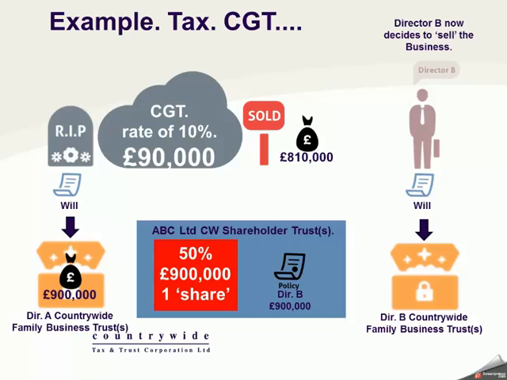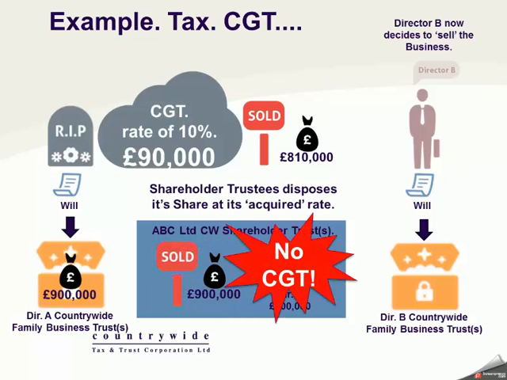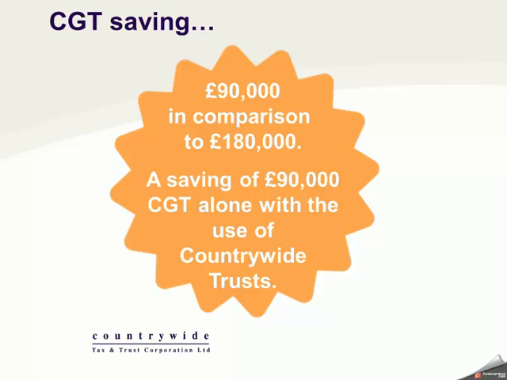Now the gain on 900,000 at 10%, assuming entrepreneurial relief again, is £90,000. Now on the basis the 900,000 share of the business that was acquired at 900,000 by the shareholder trust is sold for 900,000, clearly there is no gain there, and hence of course no capital gains tax applies. So we've immediately reduced the original £180,000 capital gains tax by 50%. That 50% is saved purely because we've got the right structure in place and the use of Countrywide trusts.